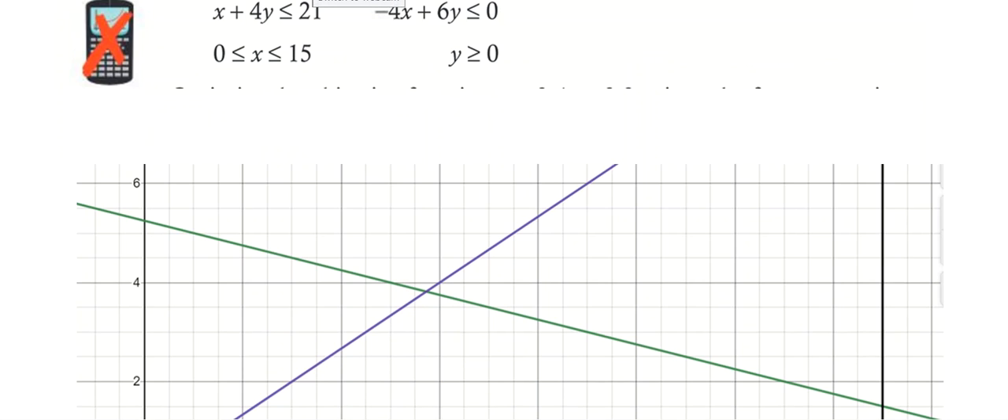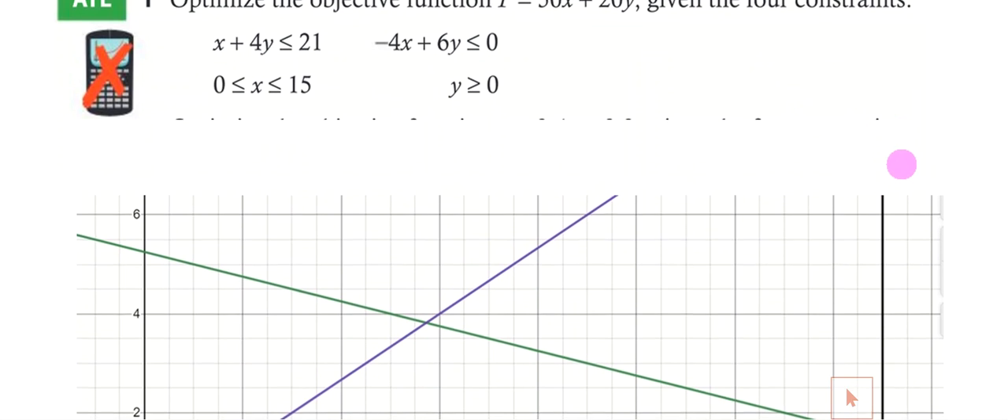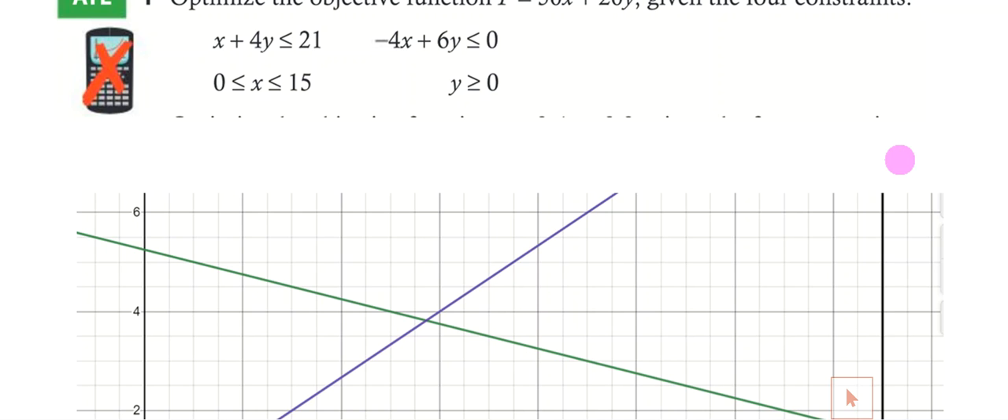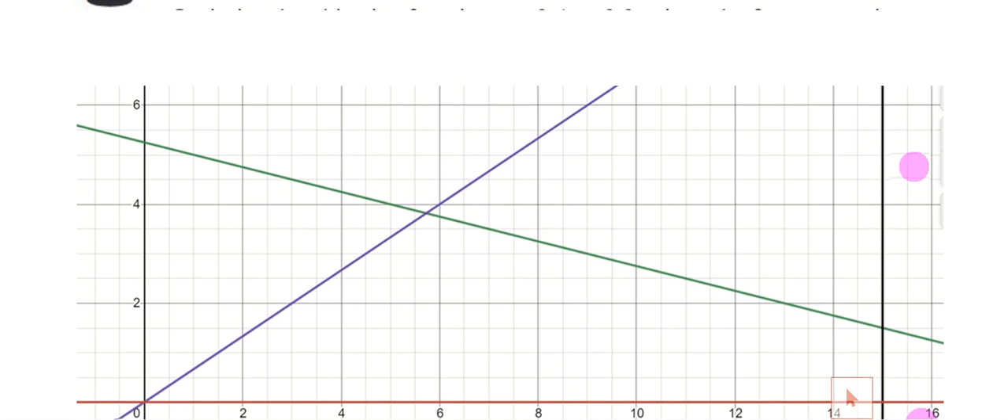Right, so let's take each one of these. We've got to identify the region. I think we already know what the region is, but let's shade the bits we don't want this time. So, which line is the x plus 4y equals 21 line?